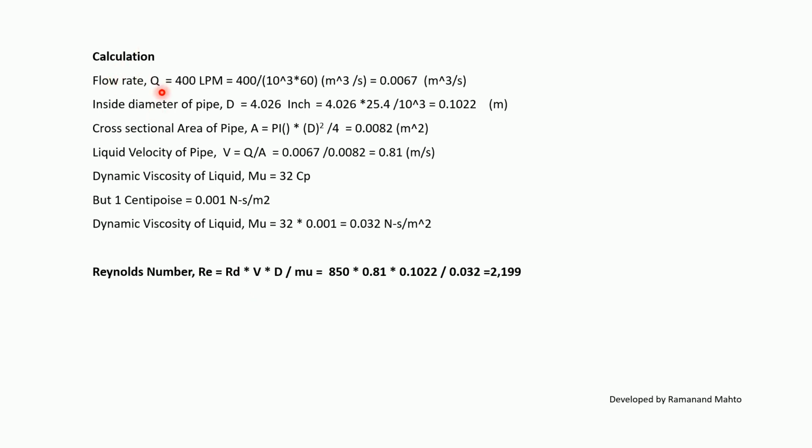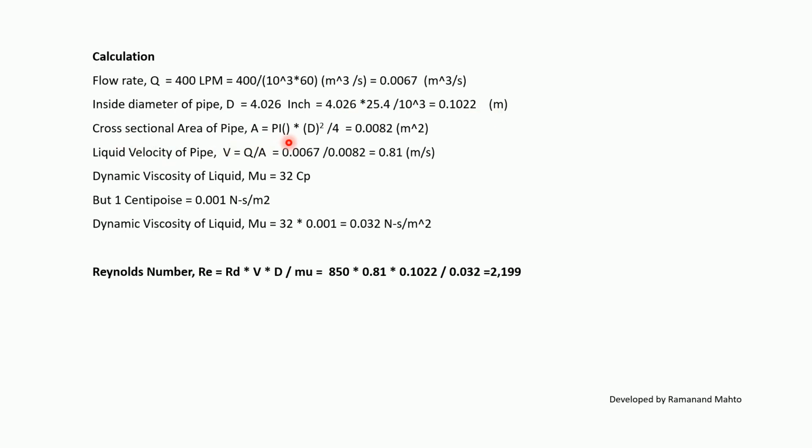Calculation. Flow rate Q is 400 liter per minute, which is equal to 400 divided by 1000 into 60 meter cube per second. On calculation it comes to 0.0067 meter cube per second. Inside diameter of pipe D is 4.026 inch, which is equal to 4.026 into 25.4 millimeter divided by 1000 meter, which is coming as 0.1022 meter.